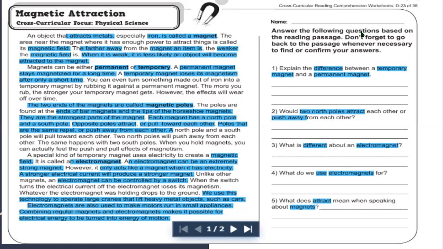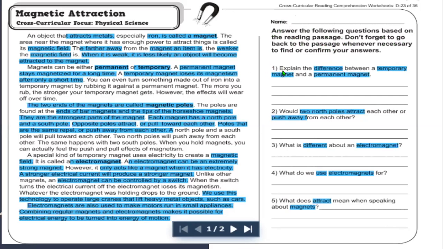So I always like to see what we're looking for. So you will be answering these questions. Let me read the questions to you. Let's look at the directions. Oh, and I didn't put my name on my paper, and in the presentation mode, I can't do any editing. But you can put your name on your paper. Let me read this to you. Answer the following questions based on the reading passage. Don't forget to go back to the passage whenever necessary to find or confirm your answers.